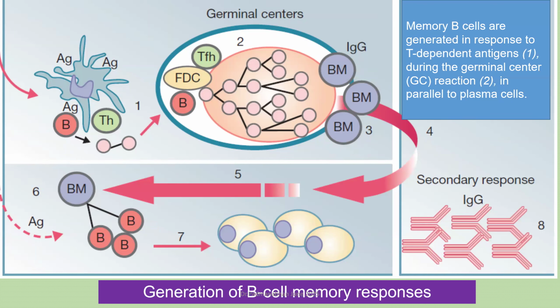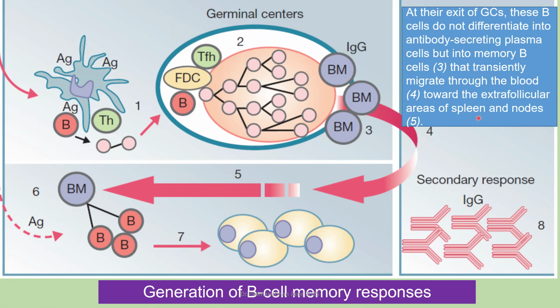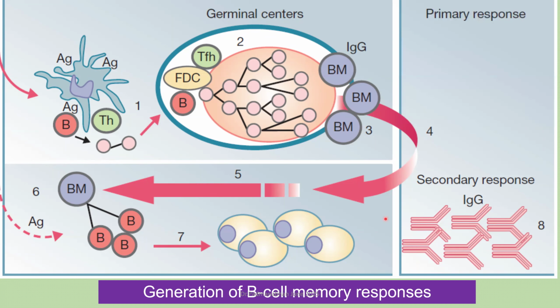Does the diagram come? Yes, sir, sometimes it comes. Memory B cells are generated in response to T-dependent antigen, in parallel to plasma cells. And anyway, whatever it is, the memory B cells produce a lot of IgG, not IgM. Okay, we have gone through this several times.